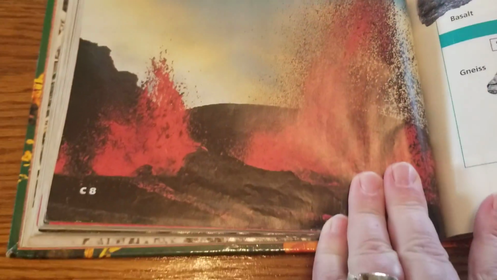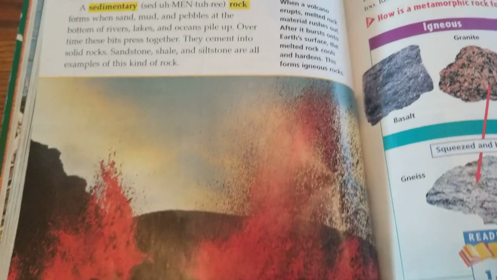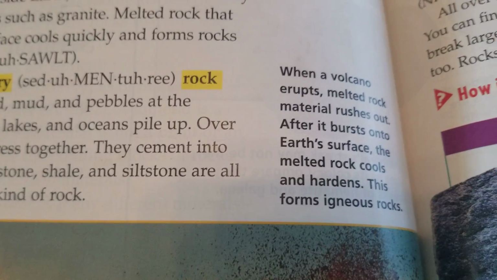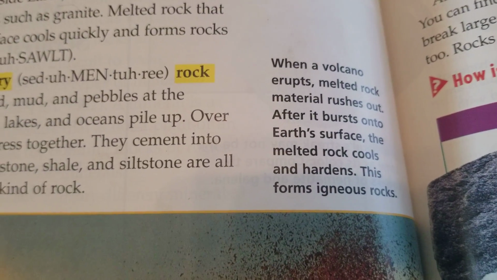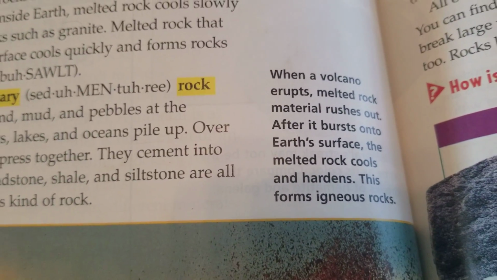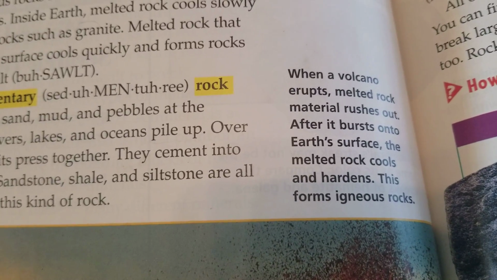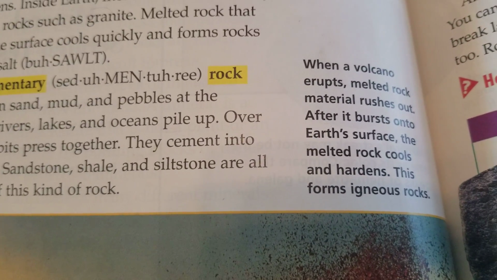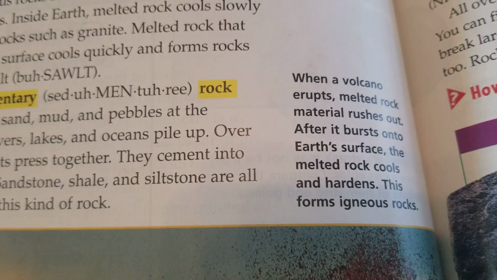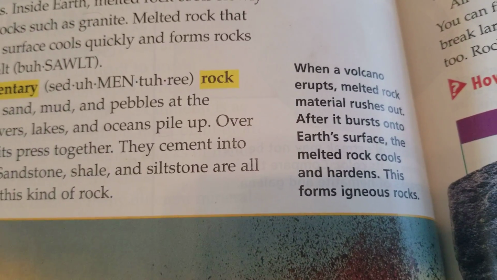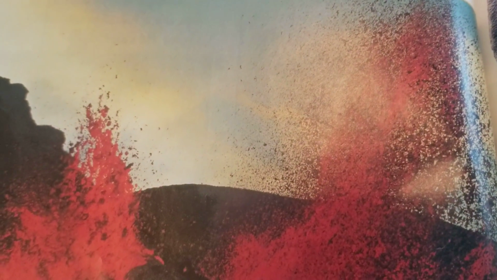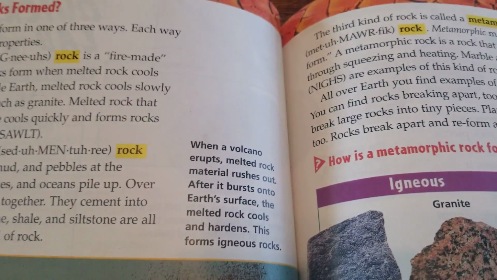And then, of course, we have this picture of a volcano erupting. And the caption that goes with it says, when a volcano erupts, melted rock material rushes out after it bursts onto Earth's surface. The melted rock cools and hardens. This forms igneous rocks. And we've talked about lava, right? Lava rock that has cooled, the molten lava hardens.